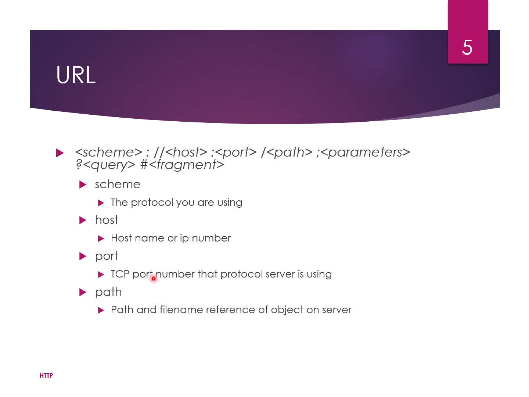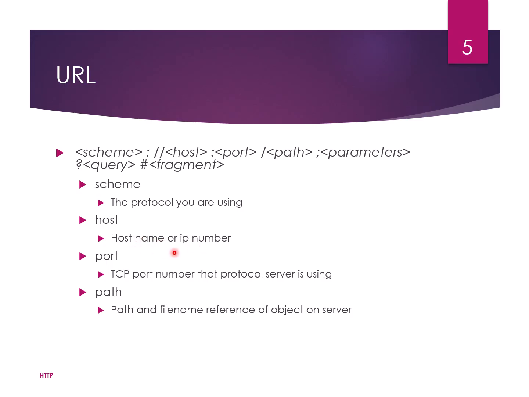Next is URL. A URL typically follows this format. You can see this format, and these are all components of a URL. First one is the scheme. Scheme means the protocol being used, for example HTTP, HTTPS, FTP. Next, second one is the host. The domain name or IP address of the server.